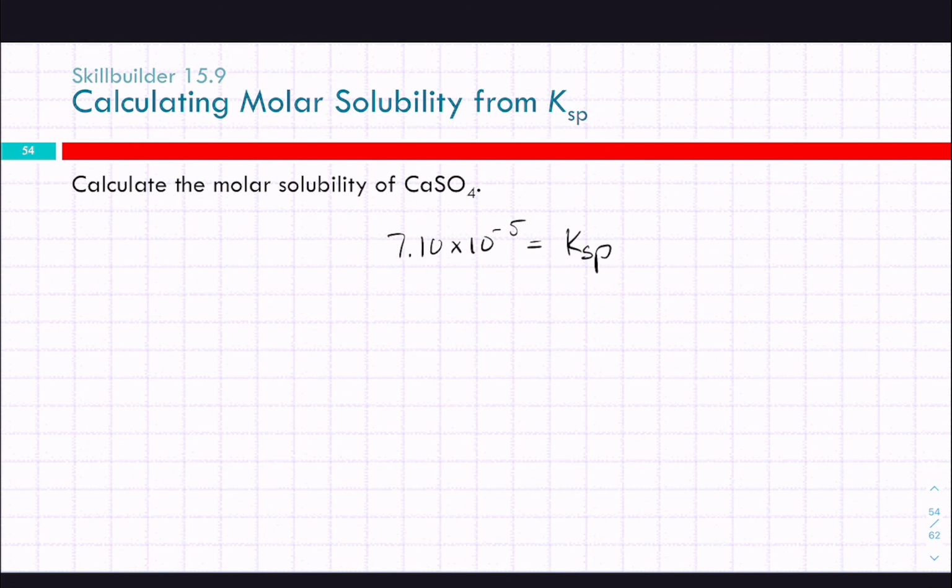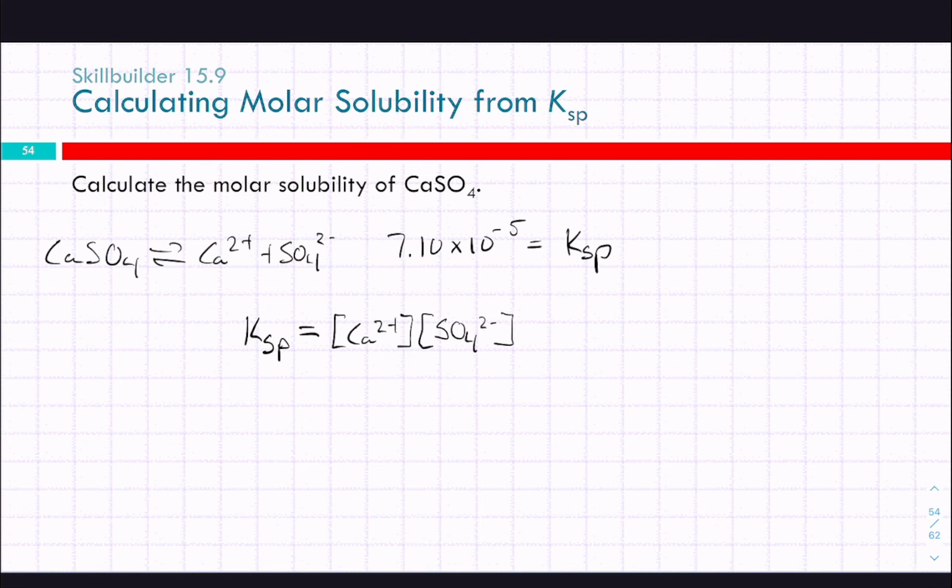So you can, if you want, write out the reaction of what this would look like dissolving. So it's going to be Ca2+ and SO4 2−, and then we'll write out the Ksp equation: calcium 2+, and remember these are multiplied, so SO4 2−. And then we could skip some of the steps that I showed before, but I'm going to replace both of these with S, and then when those are multiplied together, we'll get S squared equals 7.10 times 10 to the negative 5.